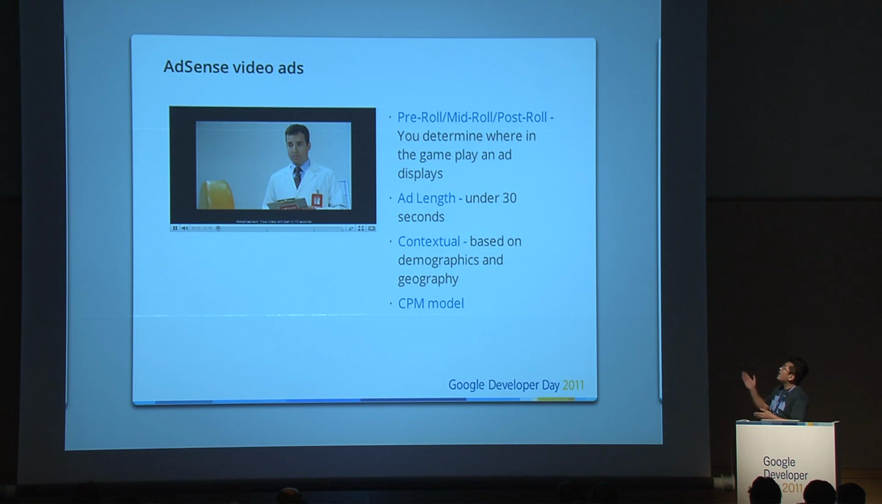There's AdSense video ads, which in this case, you can show pre-roll, mid-roll, post-roll. You have control about where you place these ads. And the ad length, typically all of them are under 30 seconds and can range between 15 and 30 seconds. You can also choose to have these ads shown contextually. So you can choose a region, you can choose an age demographic, you can choose even a gender. And lastly, these are all based on the cost per mille model, so cost per 1,000 impressions.